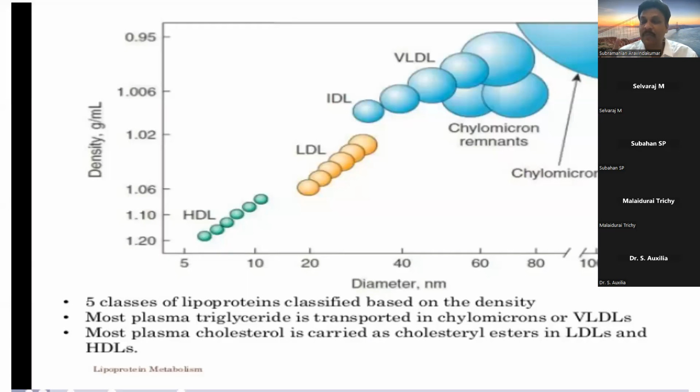The next statement I'm going to make is one you have to memorize. HDL is the smallest of all, so it can get excreted through the kidneys. Simple. Whereas the rest are all big and will not get excreted through the kidneys, so they require metabolism by the liver.